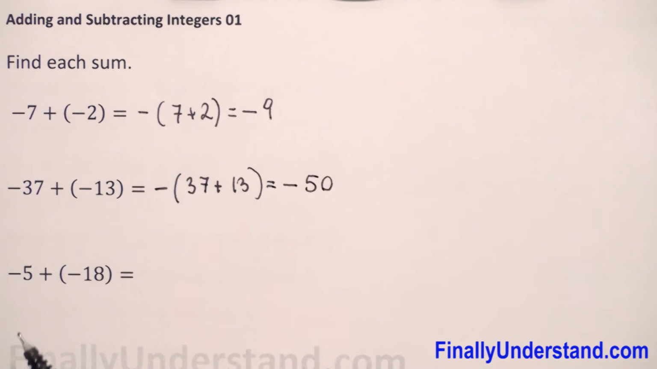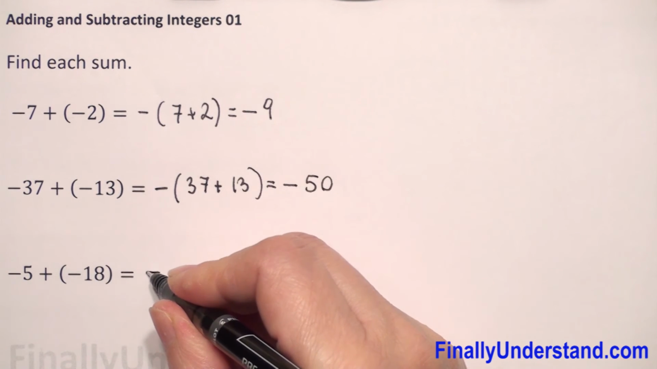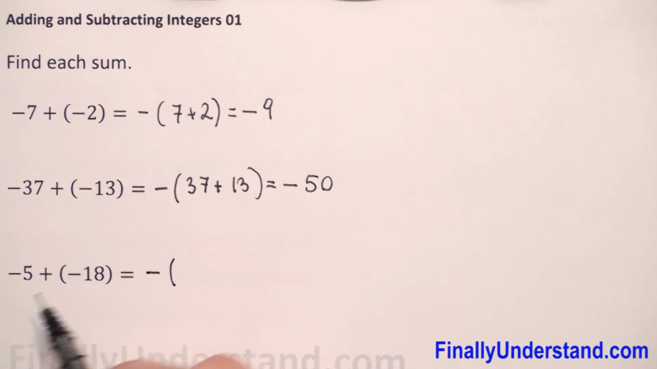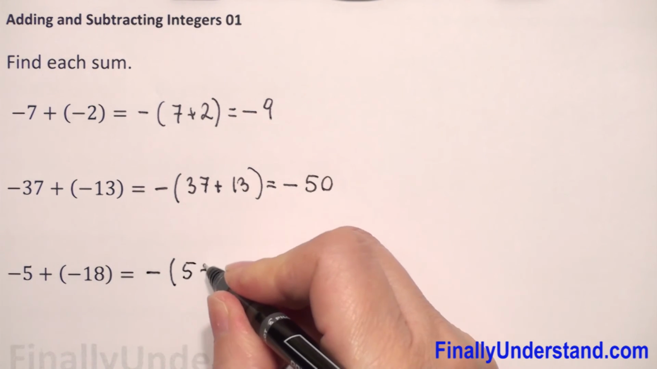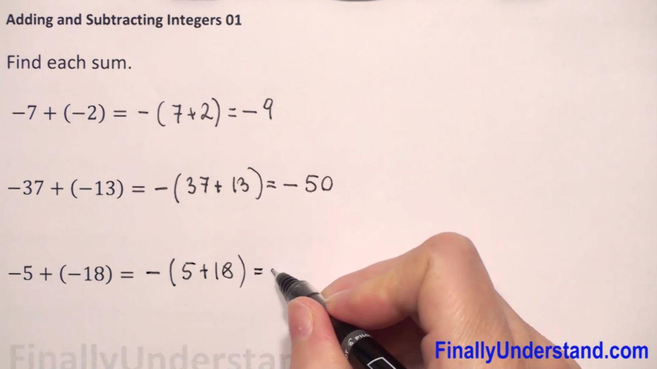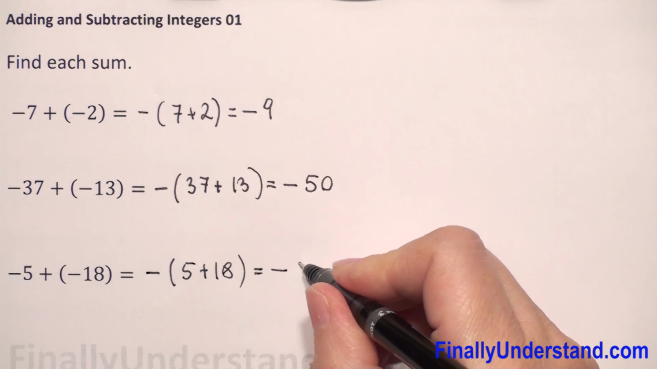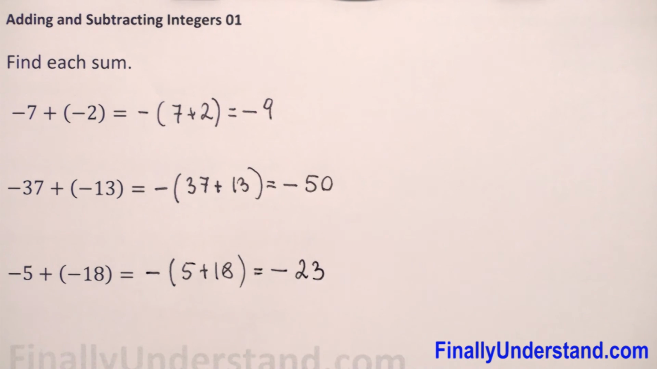Next example, we have -5 plus -18. Again, we add two integers with the same sign, both negatives. So we copy the negative sign and we add only 5 and 18. Negative sign we rewrite, and we have 5 plus 18 is 23. So this is my solution.